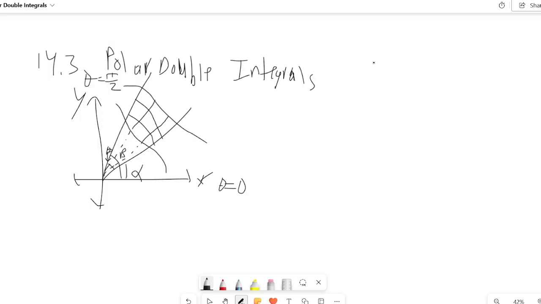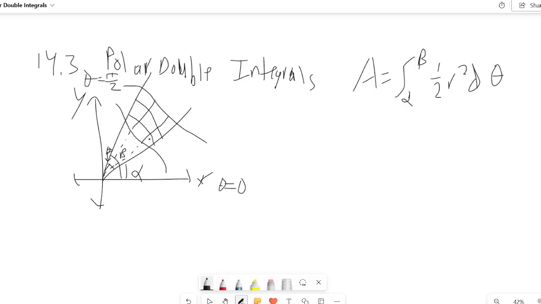So you may recall that in Calc BC, we learned that the area of a polar curve, or between two polar curves, let's just simplify this, would be the integral from alpha to beta, because we're doing this with respect to theta. We have these two values already, and you may remember 1/2 r squared d theta from your Calc BC class. So today we'll be deriving a double integral formula that is equivalent to what we have here.